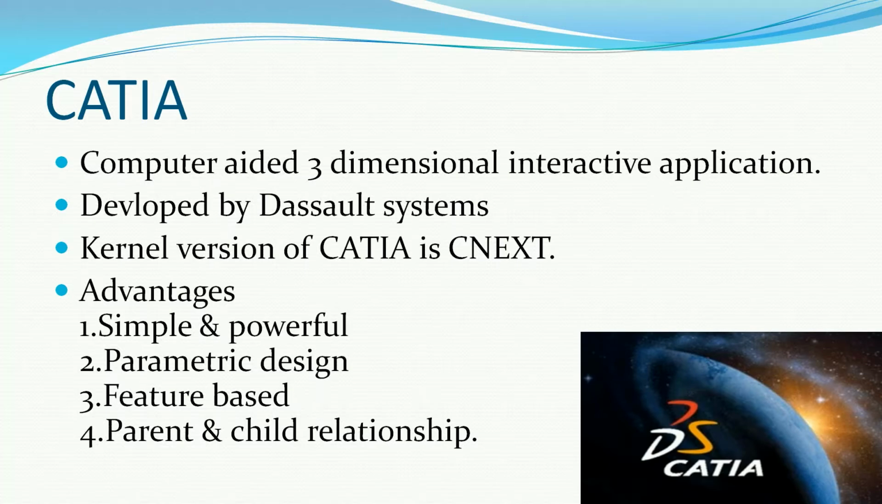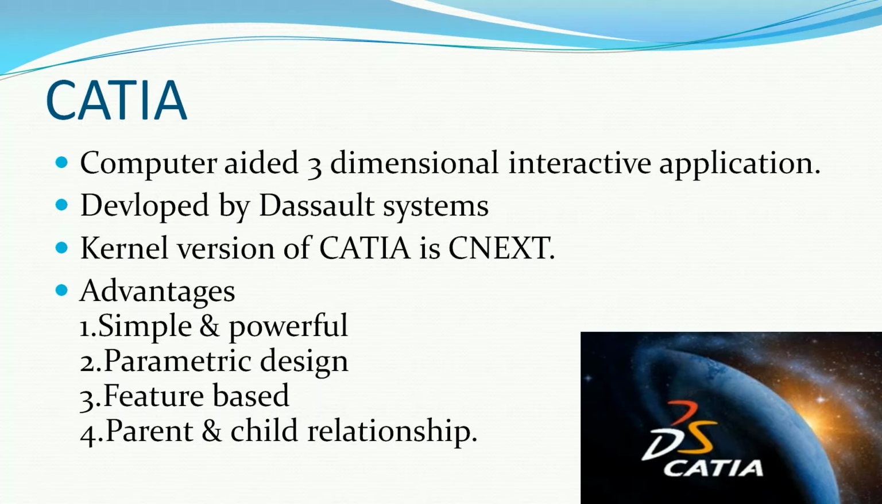Next is feature based. CATIA works on different features. It includes different types of features. For example, suppose there is a hole and you want to change it from counterbore to countersunk, it is easily possible, and there is no confusion in changing the feature. We can change the feature easily.